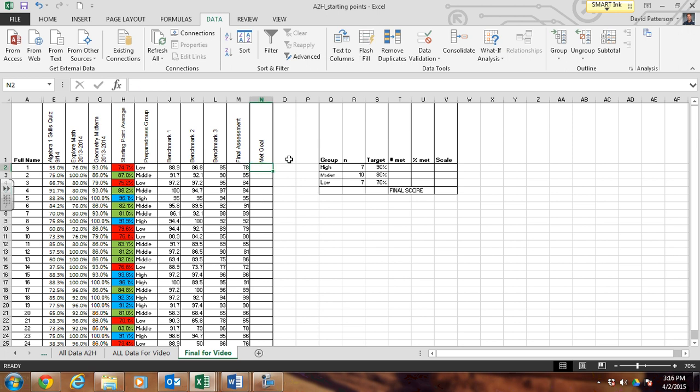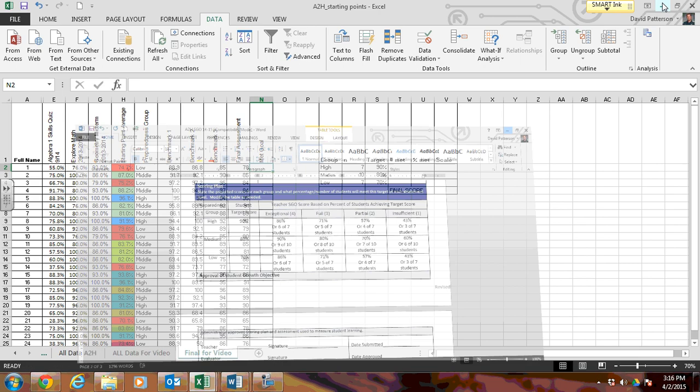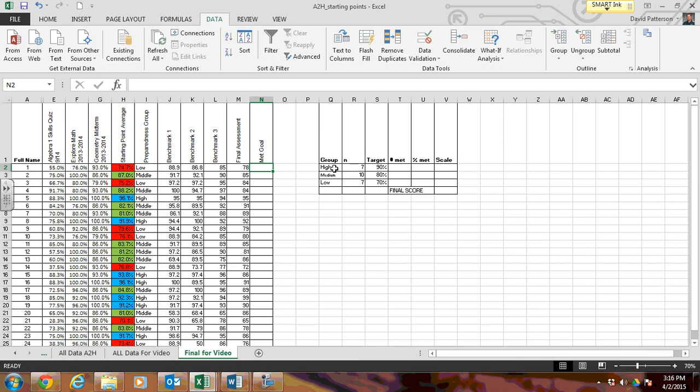Now, in order to determine that, I have to go back to my SGO document, which I have right here for us. I have a high, a medium, and a low group, and each one of those had a target score. So I've just written this in here, nice and easy for me. The high group, which has 7 students in it, has a target goal of 90%. The medium group, of which there are 10, has 80%, and the low group, which also has 7, has a target of 70%.